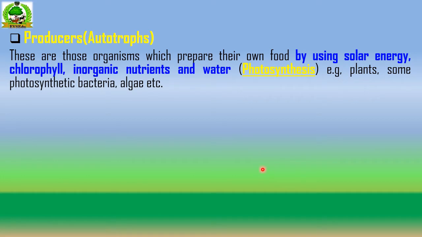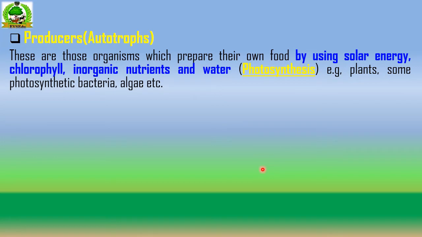Producers are autotrophs. Why are these called producers? Because these are those organisms which prepare their own food by using solar energy, like energy which comes from the sun, chlorophyll, which is present in any kind of producer, that is any kind of grass, leaf, or any plant, and inorganic nutrients and water.